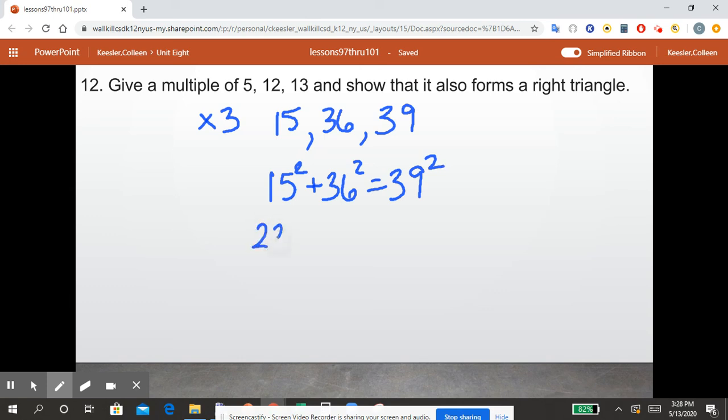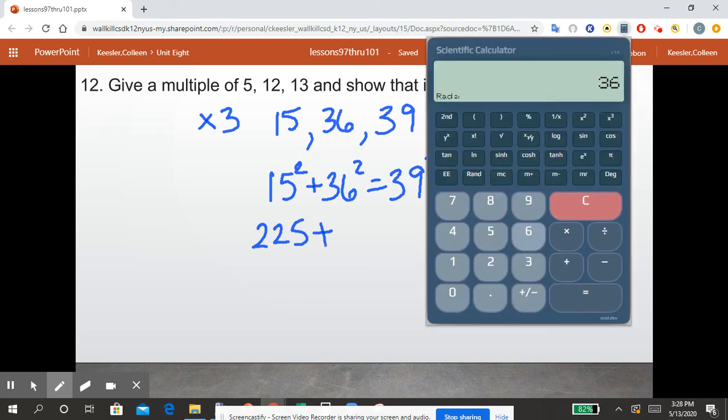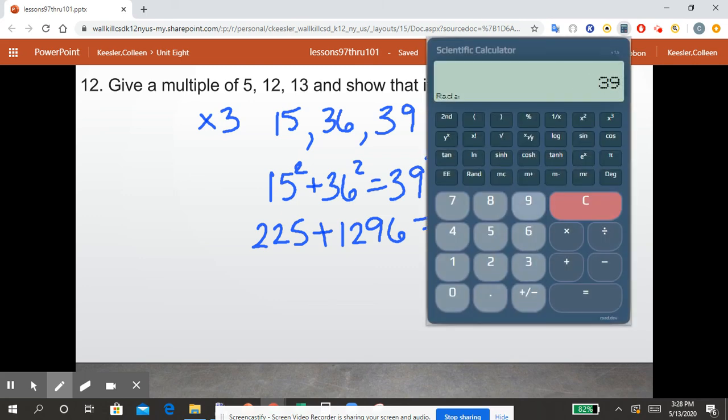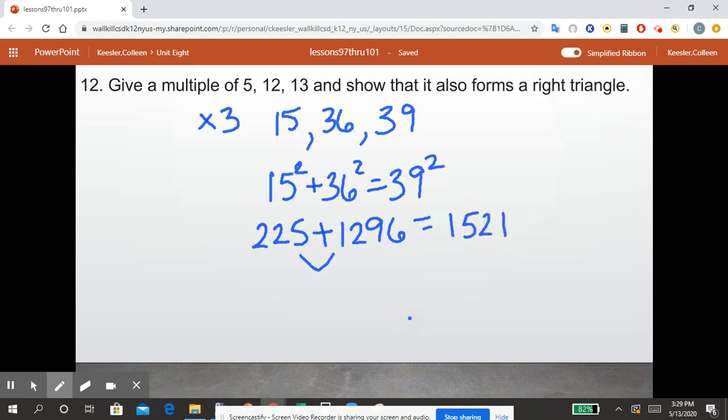I know 15 squared is 225. The next two I don't know off the top of my head, so I'm going to use my calculator. I can do 36 squared, which is 1296, and 39 squared is 1521. Then if I add these two, I should get that 1521. But let's check. 6 plus 5 is 11, carry the 1. 2 plus 9 is 11, plus 1 more is 12, carry the 1. 2 plus 2 is 4, plus 1 more is 5, and bring down that last one. So we got 1521, which again proves that 15, 36, and 39 will make a right triangle and is a Pythagorean triple. Again, because it is a multiple of the base triple 5, 12, 13.